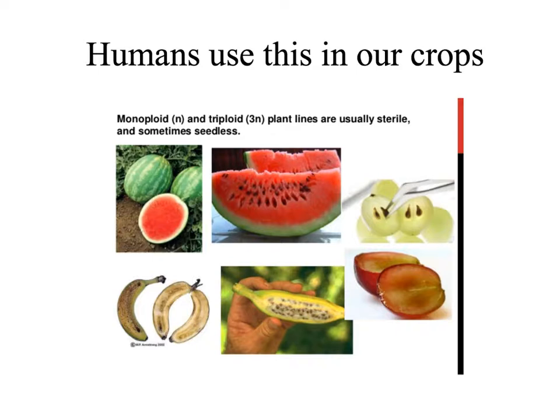Humans have learned to use polyploidy to our advantage. There are some types of plants, usually seedless ones, that have occurred due to a polyploidy event. These seedless plants are sterile, but it's usually good for us to eat. For example, seedless watermelons don't have seeds for us to spit out, but it is a sterile plant, so we have to find other ways to keep that line going.